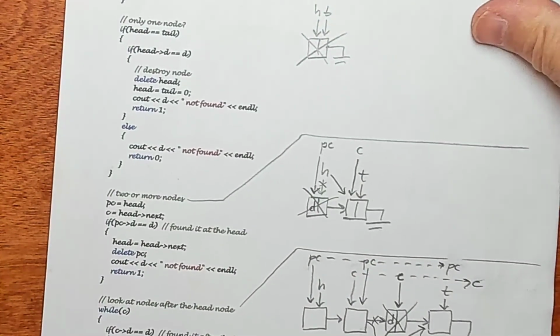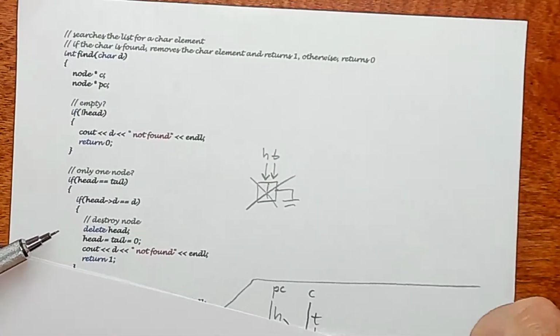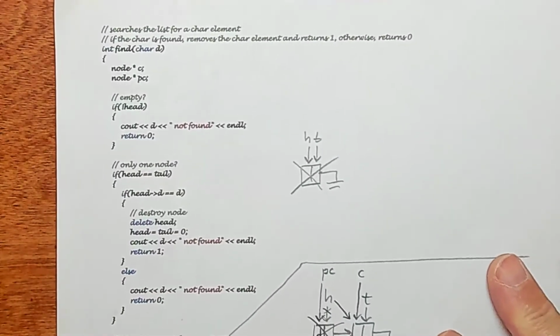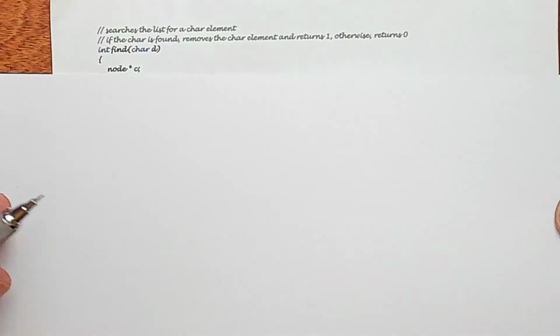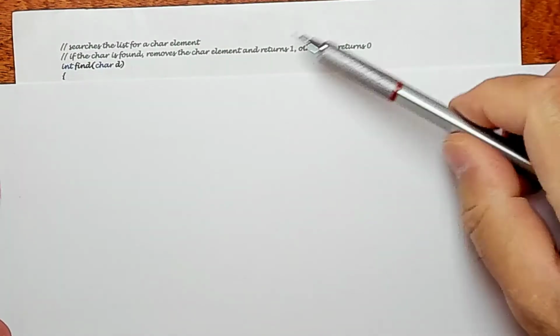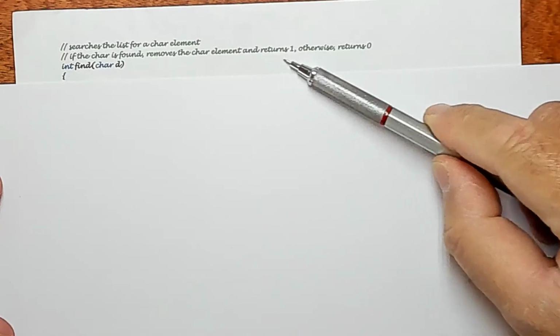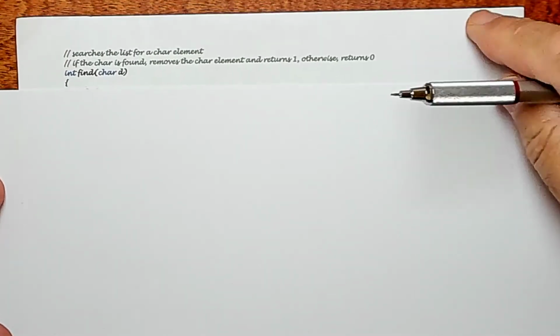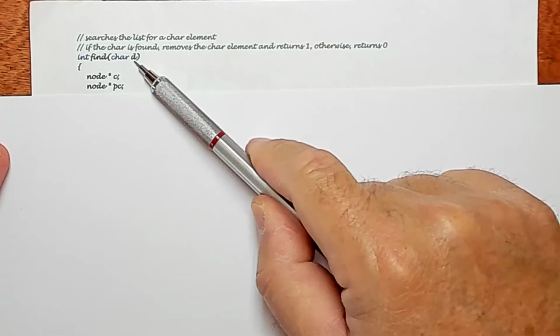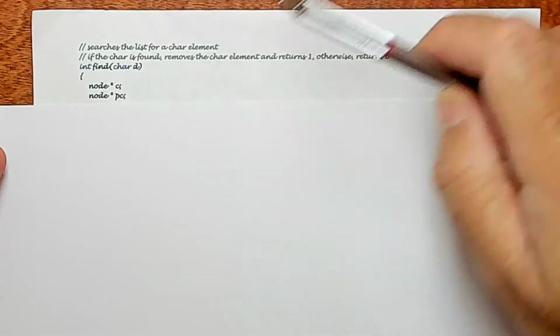We've got the find operation. This one's ugly or big. So what does find do? Find searches the list for an element, and if it finds it, it removes that element and returns 1. Otherwise, it returns 0. So we pass in an element that we're looking for, or a value we're looking for, D. And I've got a couple of pointers here.